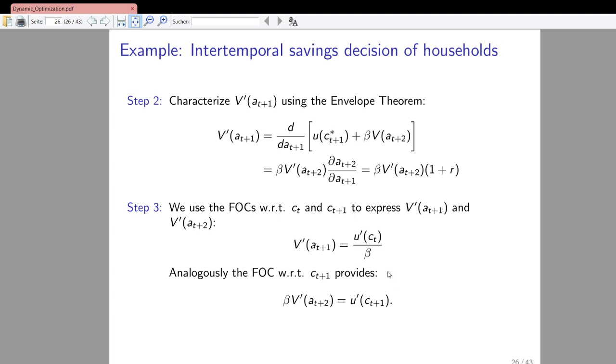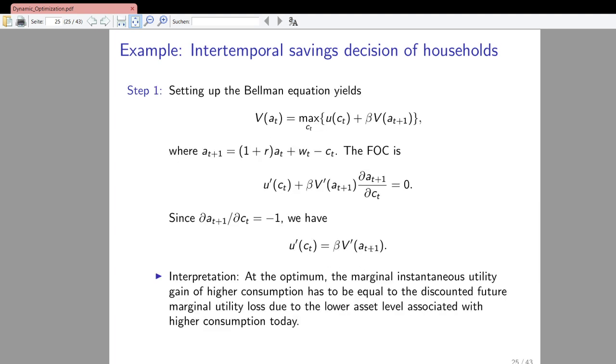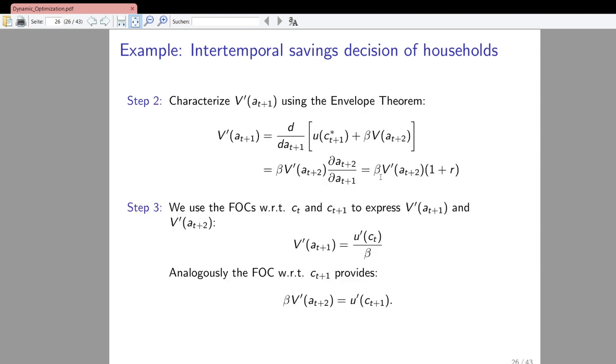And analogously, we can do this for the first order condition with respect to consumption at time t plus 1, which is just the previous first order condition here iterated one period forwards in time. And here we want to substitute out for this whole term here, so beta times the derivative of the value function with respect to assets at time t plus 2. So we let the discount factor on the left hand side, and we can then substitute this expression into the derivative of the value function with respect to a t plus 1.